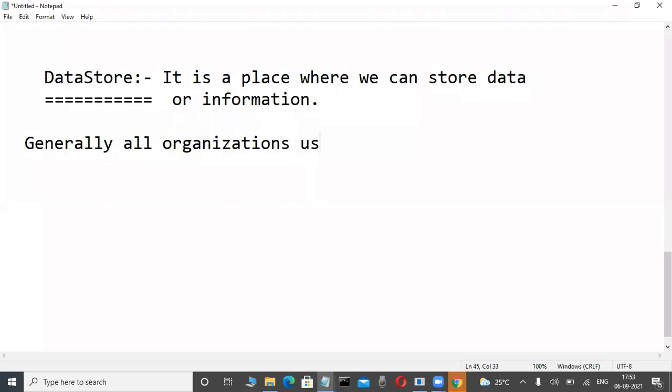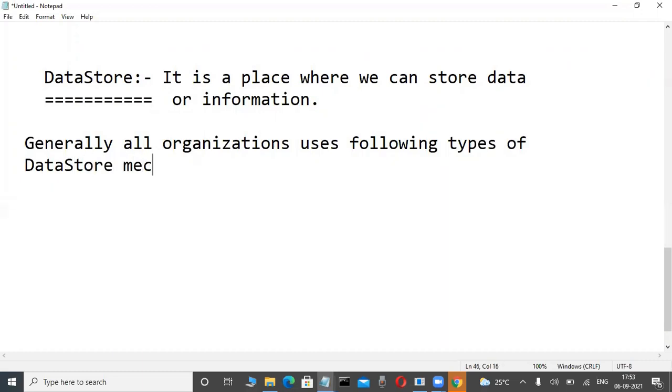All organizations use the following types of data store mechanisms. These are the mechanisms; it is very easy.